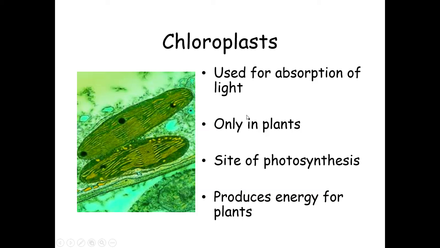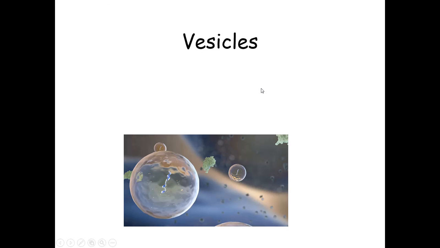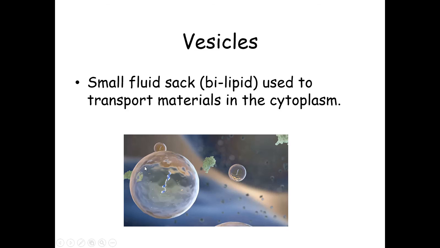Now, if we go back to the Golgi apparatus, we said that it packages and sends off protein. Okay. Now, when a little piece of that Golgi gets pinched off, then we end up creating a little vesicle. And that's what transports material through the cytoplasm to wherever it needs to go. And it's just a small fluid-filled bilipid sac.